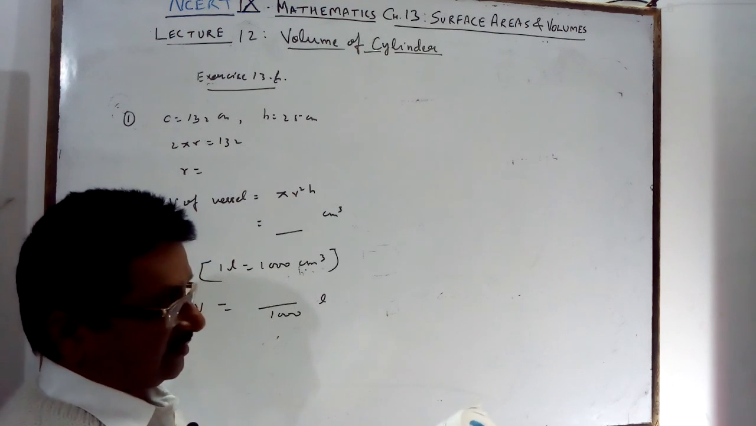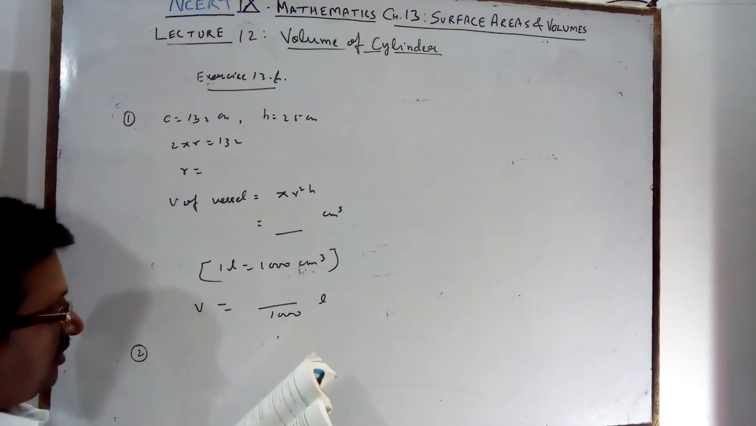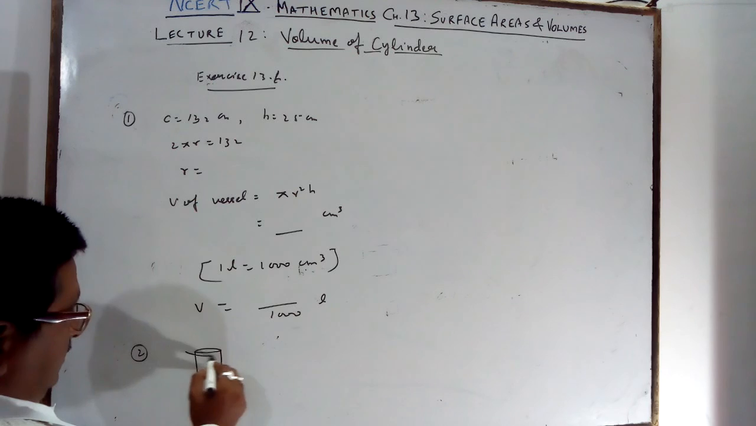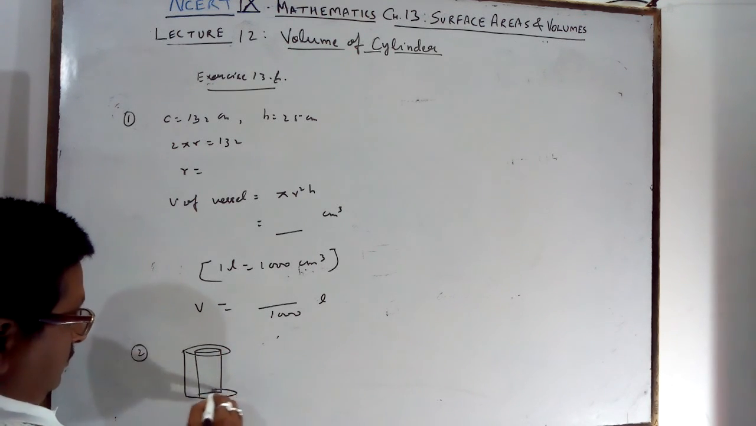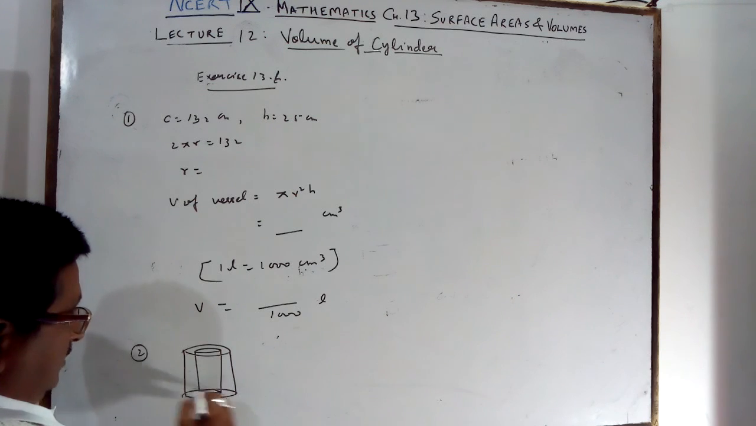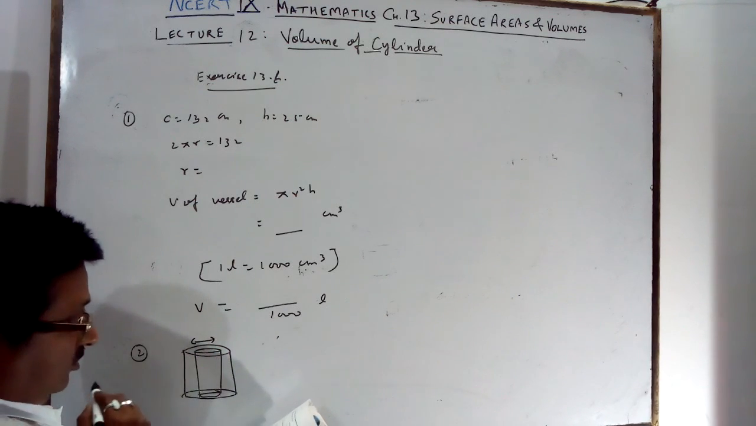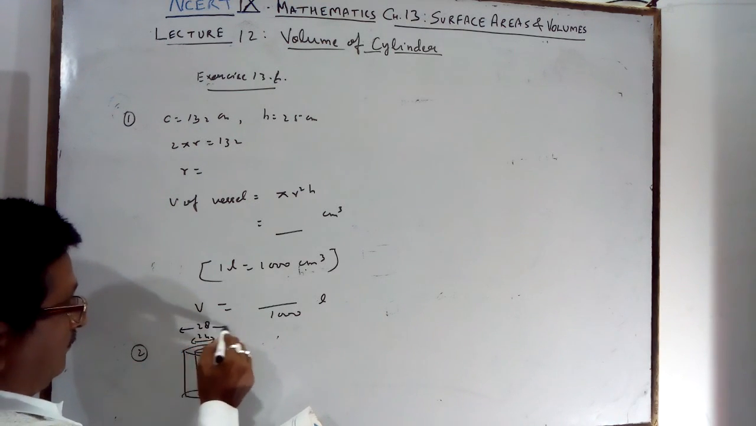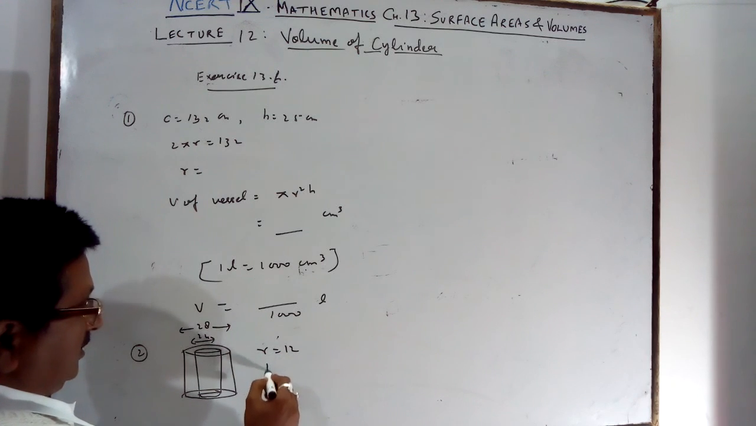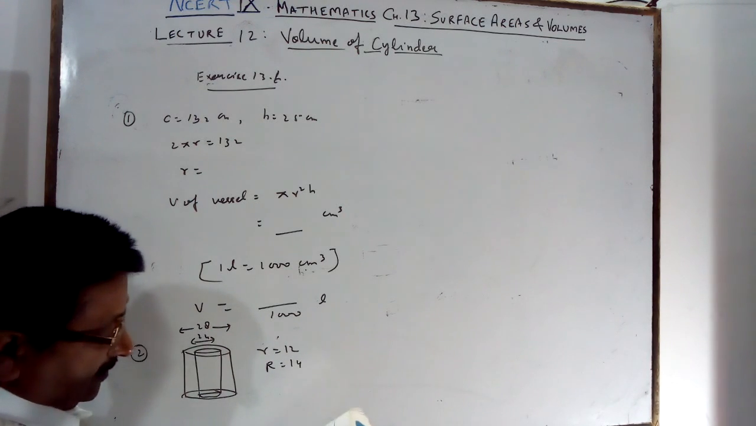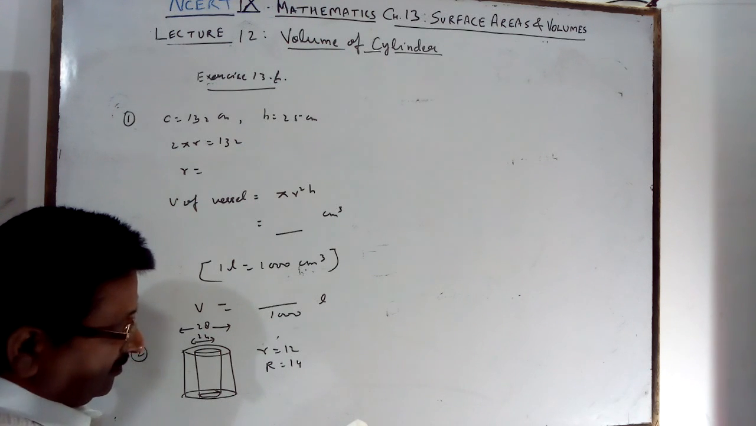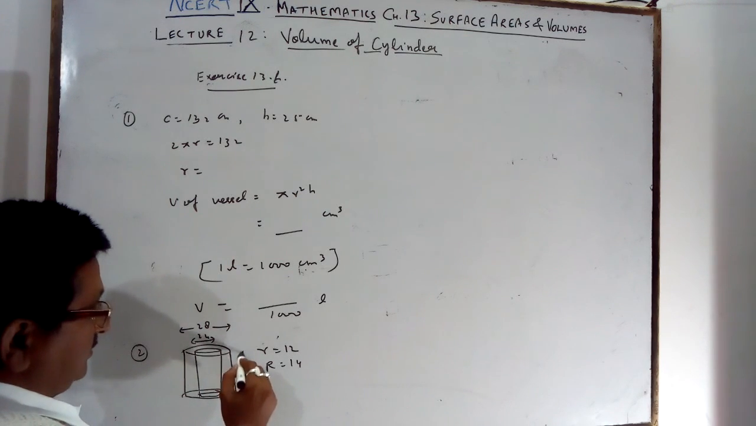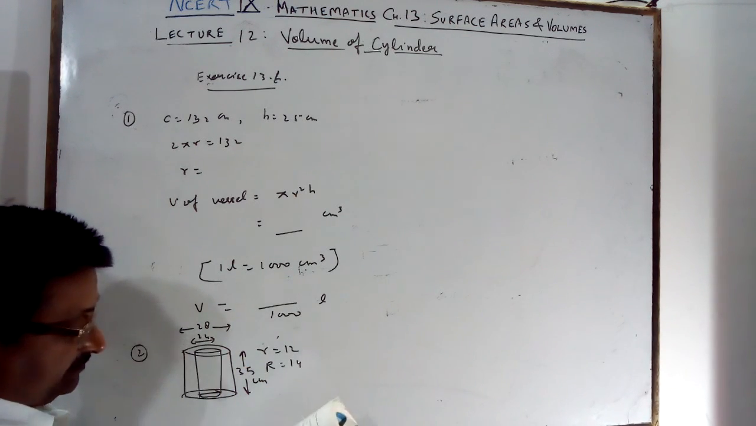Question number 2. The inner diameter of a cylindrical wooden pipe is 24 and its outer diameter is 28. Inner and outer diameter of a pipe are given, it means it is a hollow pipe. So inner radius is 12, outer radius is 14. The length of the pipe is 35. Length means height. Height is 35 centimeter.